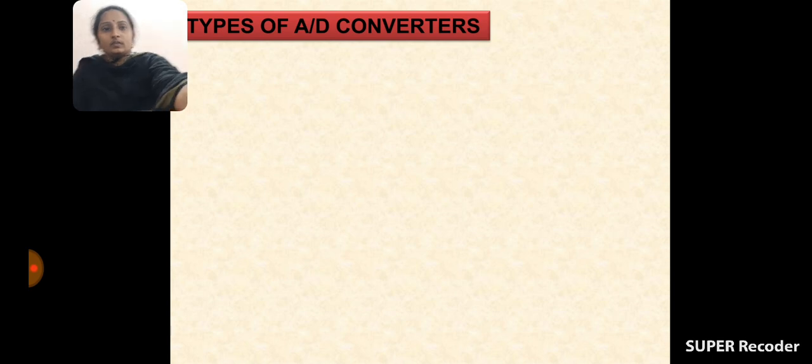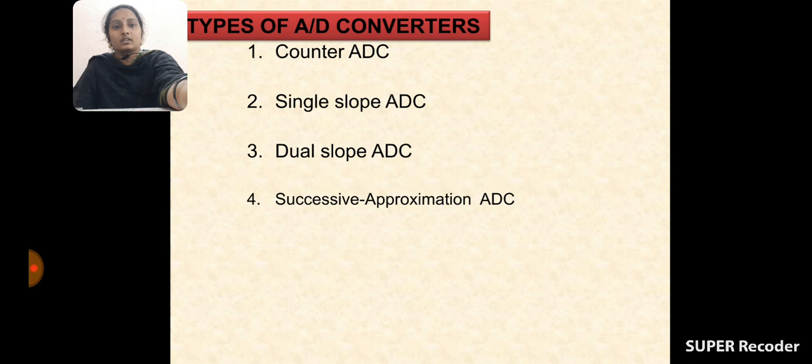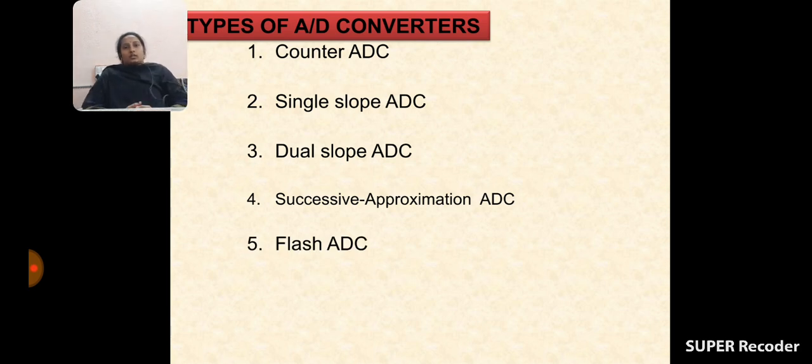Okay, good morning everyone. Today's class we are going to discuss A to D converters, analog to digital converters. See how many types of A to D converters there are here. Counter type A to D converter is there, single slope A to D converter is there, dual slope A to D converter is there, successive approximation A to D converter, and also flash type A to D converter is there. Here the letter A indicates analog, D indicates digital, so analog to digital conversion.